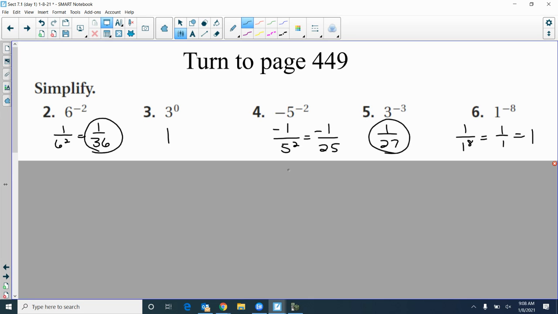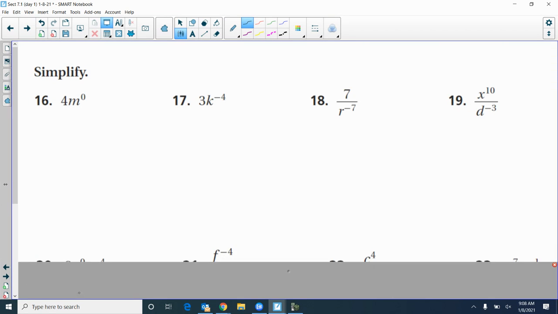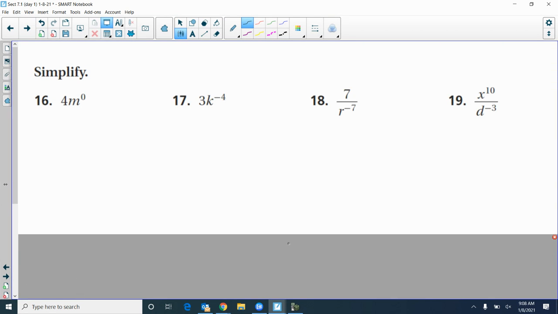All right, we're just going to do these next ones out loud. I'm going to randomly call on people. Don't panic, though. Morgan, don't panic. Take a look at number 16. What do you think that would be?